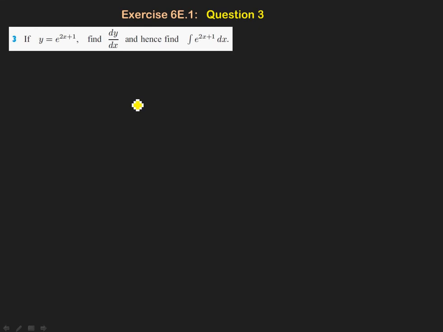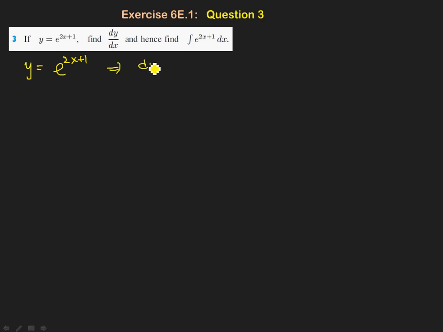Right, I'm just going to do 3 problems from this exercise 6E1, and we'll do question 3, question 8A and 10A. You should try the rest of the questions from this exercise. Now, they ask you to find dy/dx.